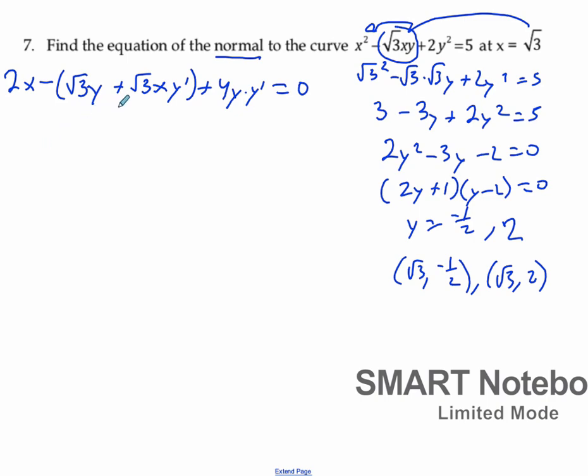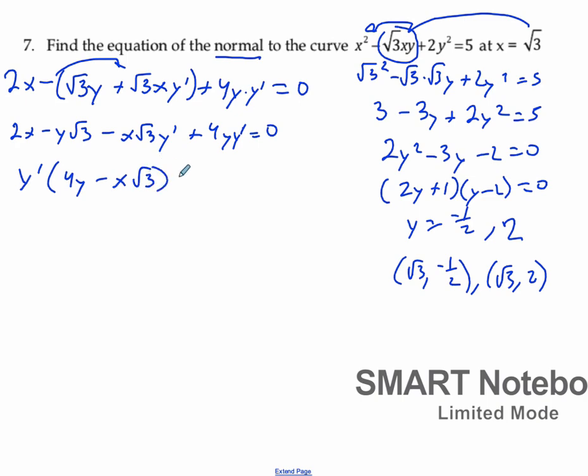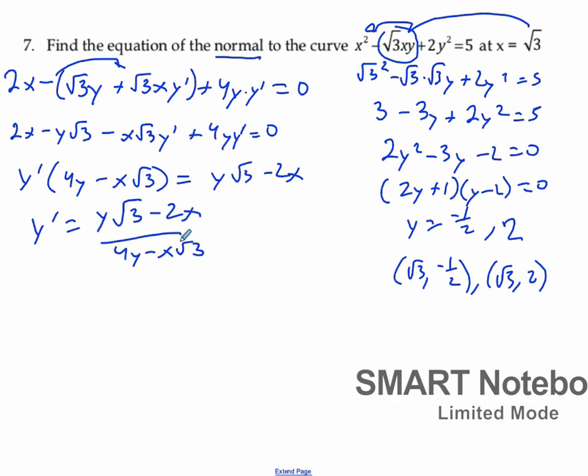Okay, let's simplify and solve for y prime. So this is 2x minus y root 3 minus x root 3 y prime plus 4y y prime. And let's get the y primes together. So we have y prime times 4y minus x root 3 equals, and let's bring this to the other side, y root 3 minus 2x. So y prime equals y root 3 minus 2x over 4y minus x root 3.